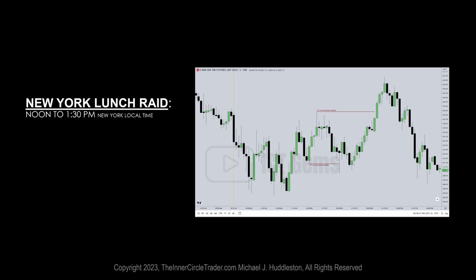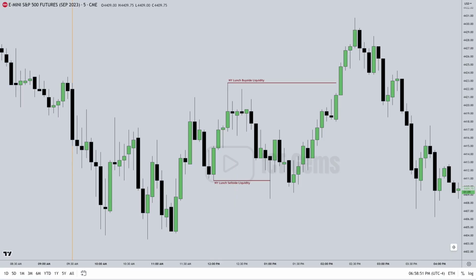So a New York lunch raid between noon, New York local time, to 1:30 p.m. So a lunch run on liquidity, a raid, if you will, you have to define the range between 12 o'clock and 1:30. But you said it's an hour long. 1:30 starts the PM session. That's when the algorithm can start doing its macro. A macro is a short order of instructions that will create an event in price delivery.